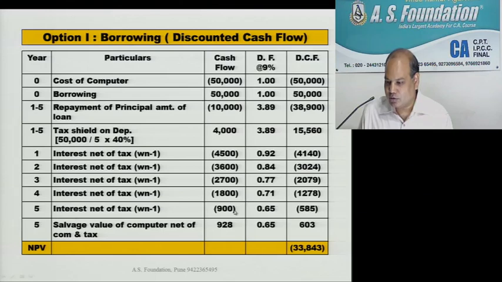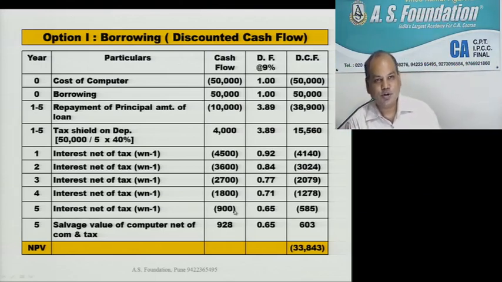Now my question to this batch of highly talented students is, what should be the annual lease rental that will also give you the same answer? That is 33,843. It means the present value of lease rental should also be 33,843, so that you are indifferent between the two options. Try.